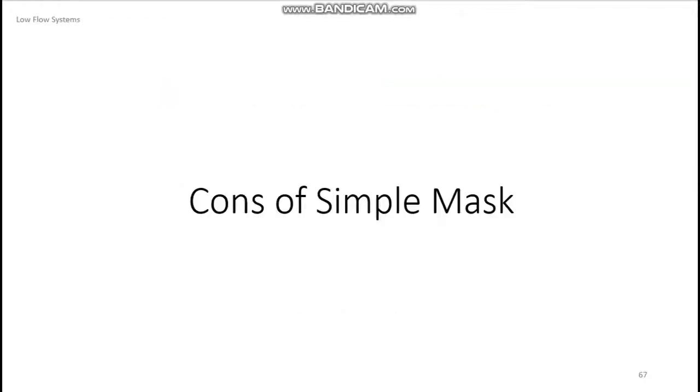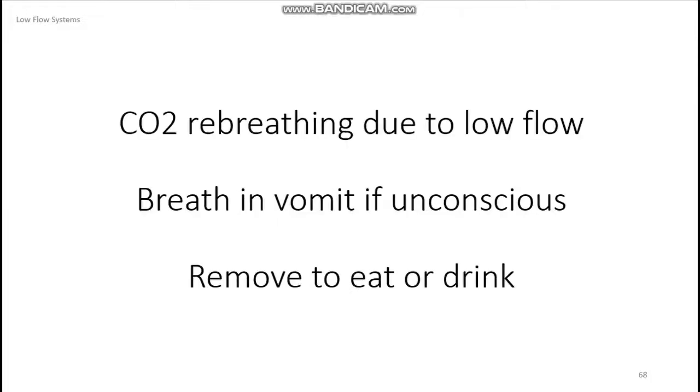The cons of a simple mask: carbon dioxide rebreathing due to low flow. Breathing in vomit if unconscious. Also, you have to remove it to eat or drink.